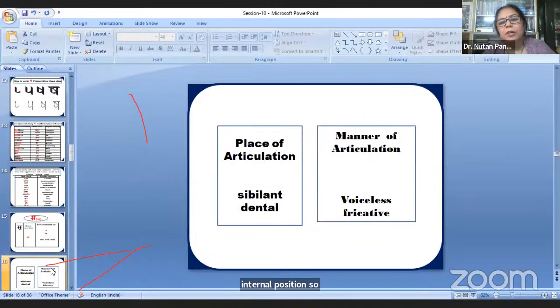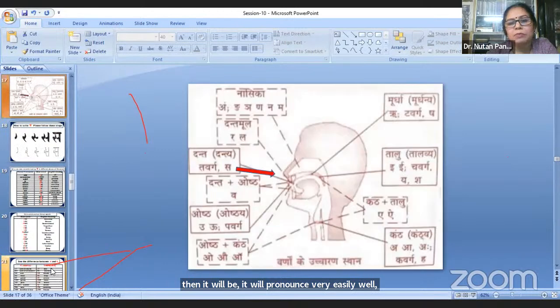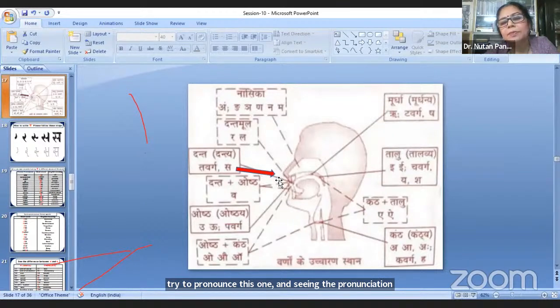We see the place of articulation. It is sibilant, as we have learned two sibilants earlier, sha and sha, and this is the third one, sa. It is dental and voiceless fricative. It is also a fricative consonant, and with the help of the dental position, it will be pronounced very easily. You will try to pronounce this one and see the place of articulation. From this place, you can pronounce this sa.